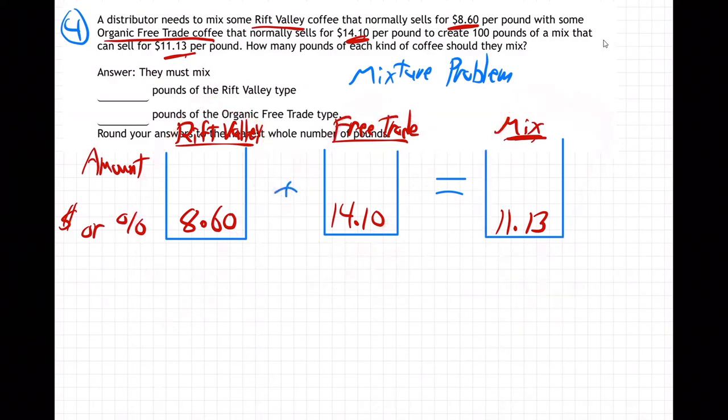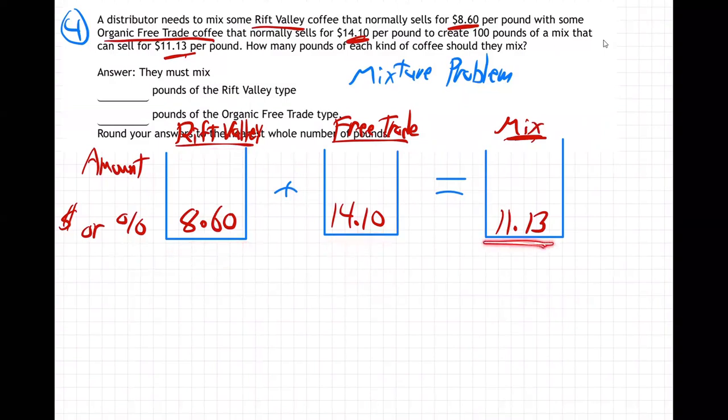So how much is it? Well, you put the dollars, or in some of the problems we'll be doing percentages. Some of them we'll mix a 20% acid solution with a 30% acid solution, or a 50% alcohol solution with a 40% alcohol solution, or a 90% salt solution with an 80% salt solution. In this one, we have dollars because it's all about money. The Rift Valley coffee is $8.60 per pound, and the free trade coffee is $14.10 per pound.